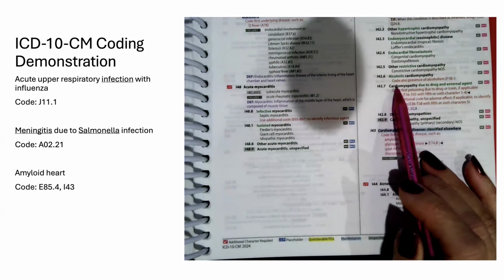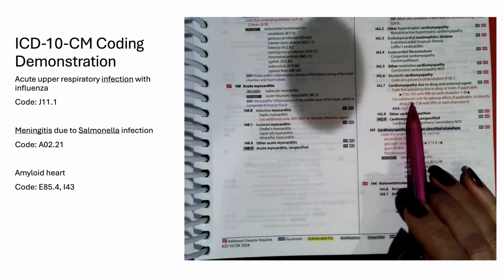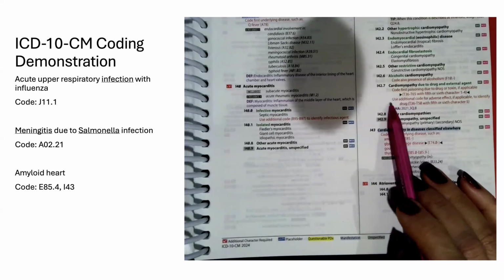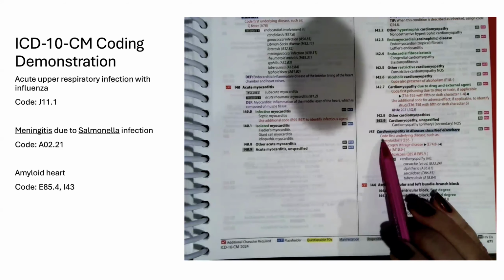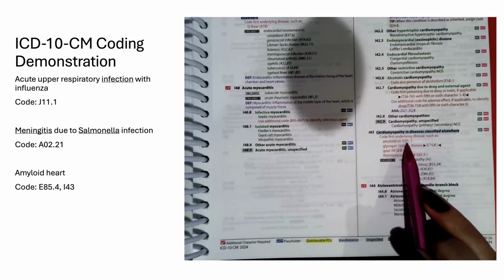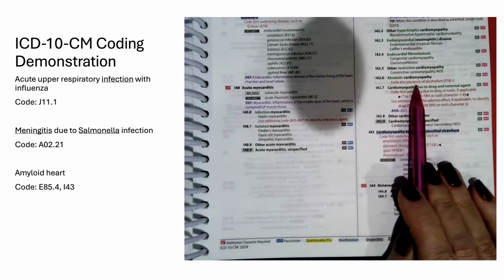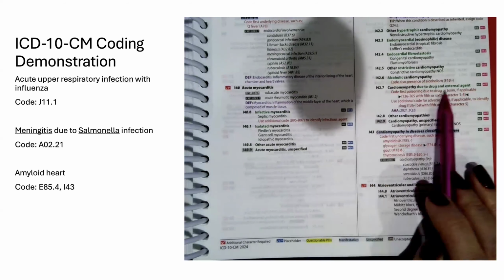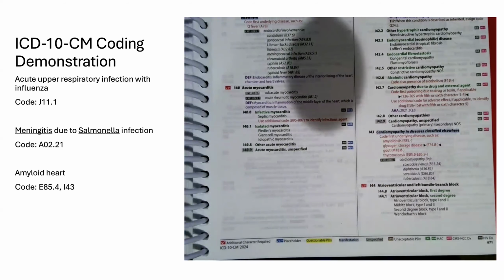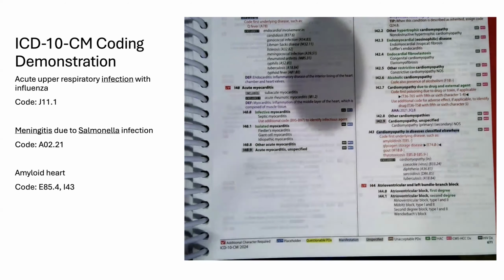Code also is not the same thing as code first, okay? So use additional code is a sequencing guideline because that's telling you that the additional code goes second. Code first is a sequencing guideline that tells you that that particular code goes first. Code also is just that more than one code is required, and the sequencing is going to depend on the circumstances of the encounter. So code also is not a specific sequencing guideline. Code first and use additional code, those are sequencing guidelines. So these two codes we would use together.